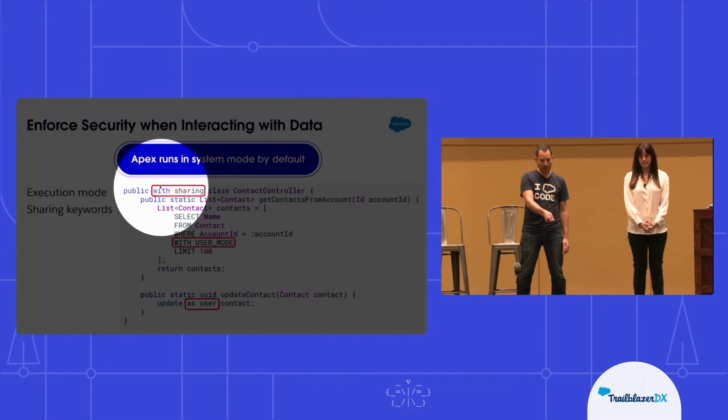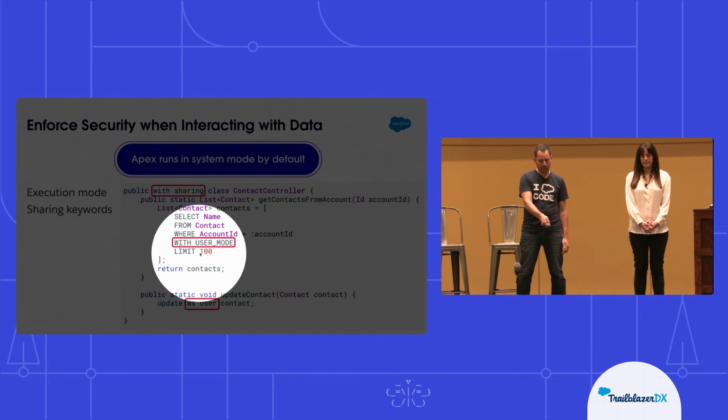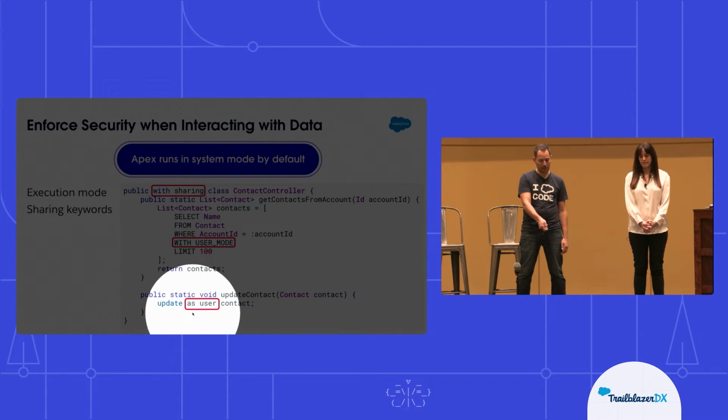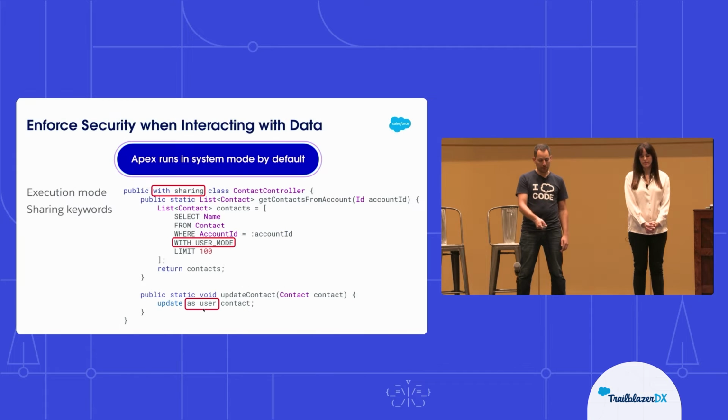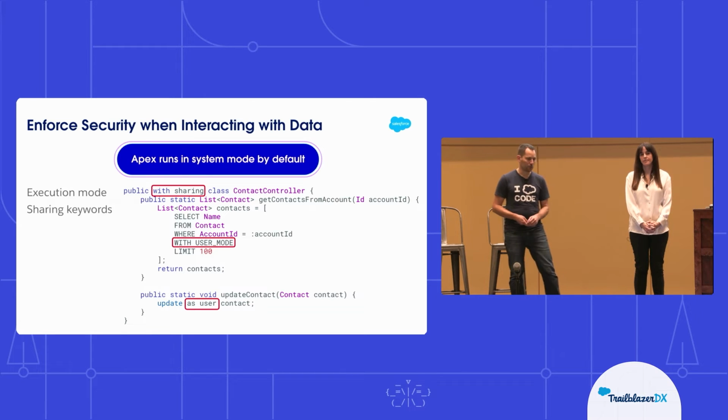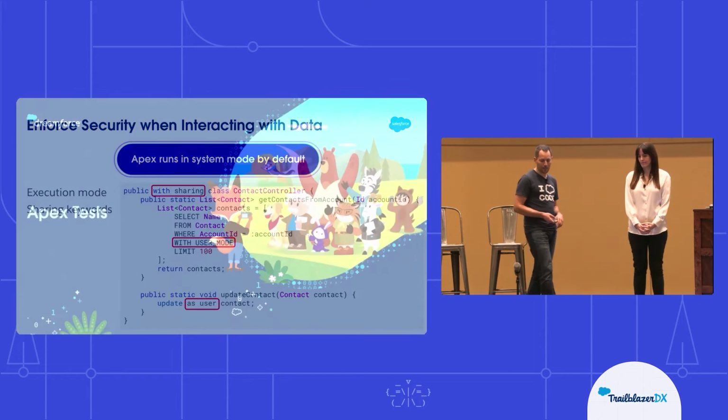And later on, we have something called the execution mode. For example, in our query, we have with user mode. That means that we're respecting the current user permissions. And same thing for the DML statement later on, we have update as user. This means that we're respecting the current user perspective, their access rights. And if, for example, we were trying to modify a field that they don't have access to, we will be seeing errors at this point. That is how you enforce the security model when you write Apex code.